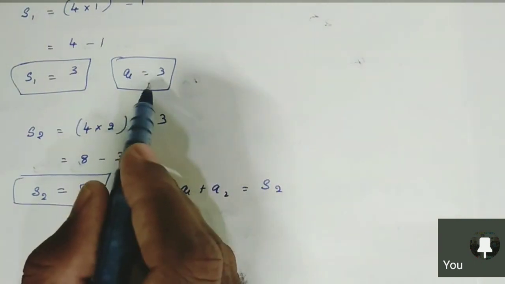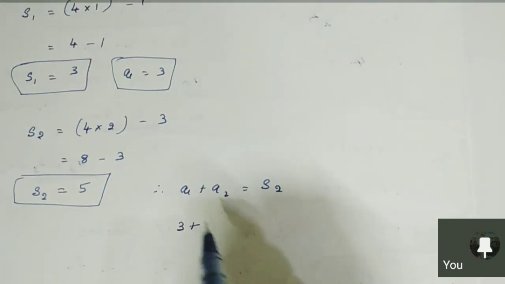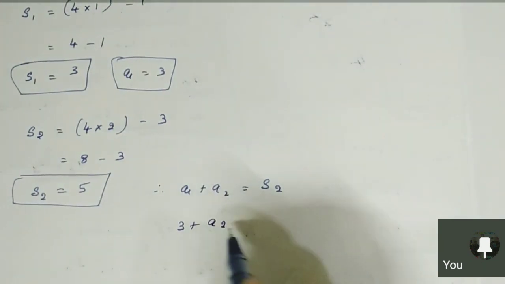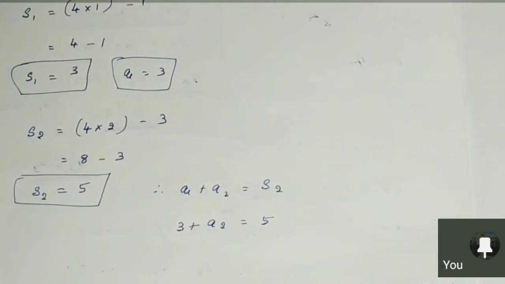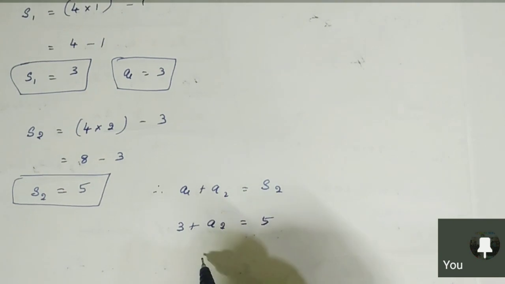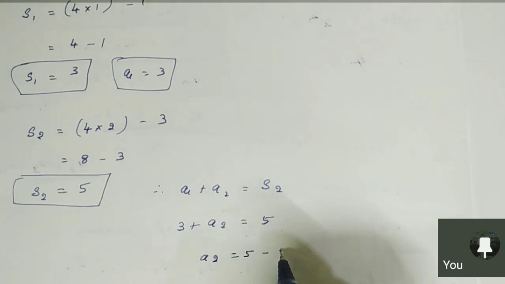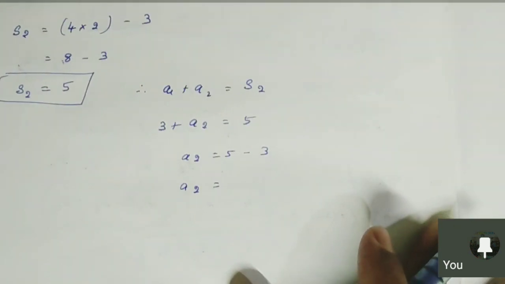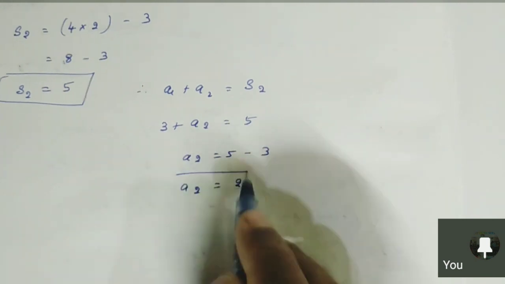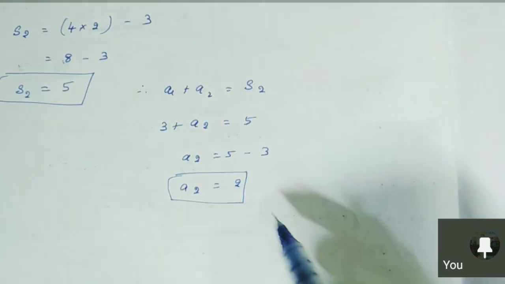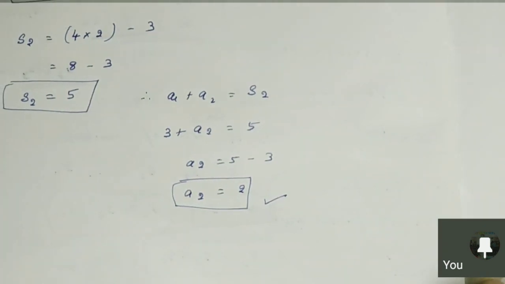So, A1, what do we know here? 3. A2, we need to find, the second term. S2 is 5. Now, A2 is equal to 5 minus 3. Then A2 is equal to 2, sir. So now we found A1 and A2. Are you clear?